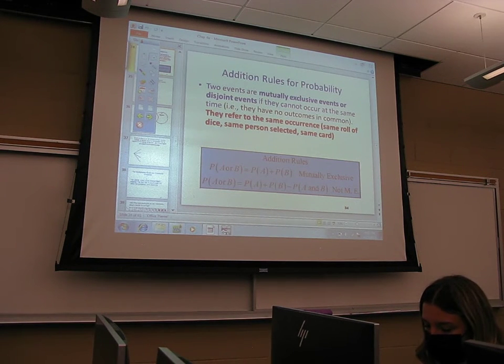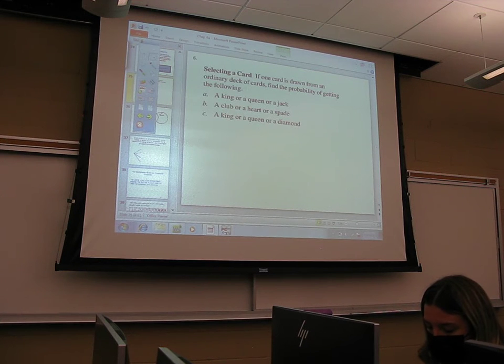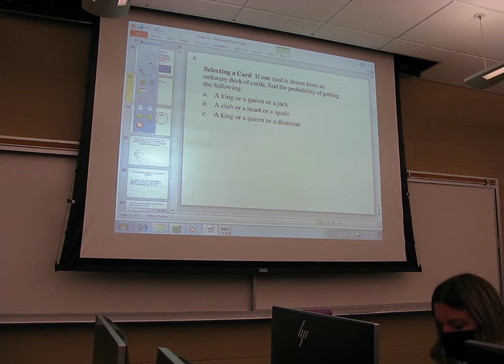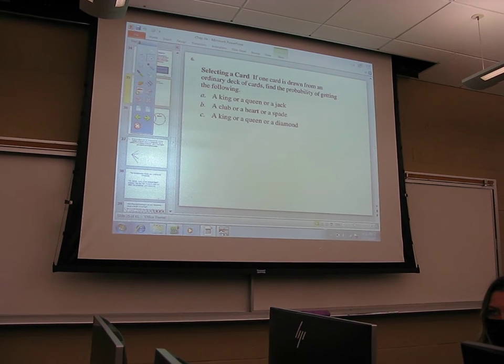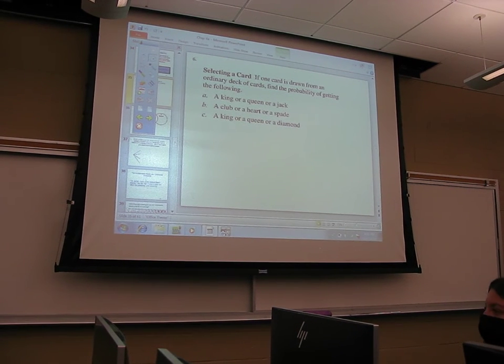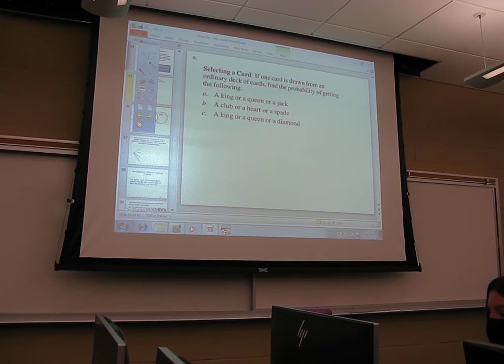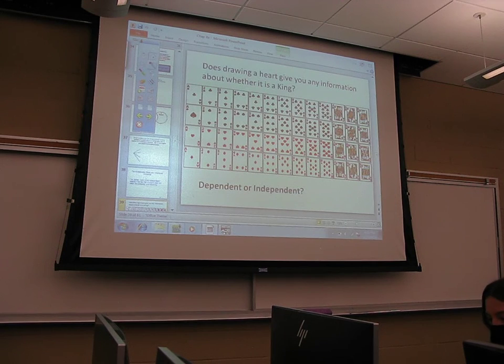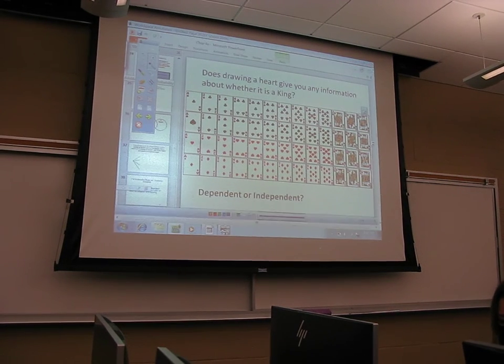So I'm going to shift you guys over to the top of the next page. Lab problem number 6. I want you guys to find these probabilities, and I'll give you a couple minutes to sort those out. Okay, so king or a queen or a jack.